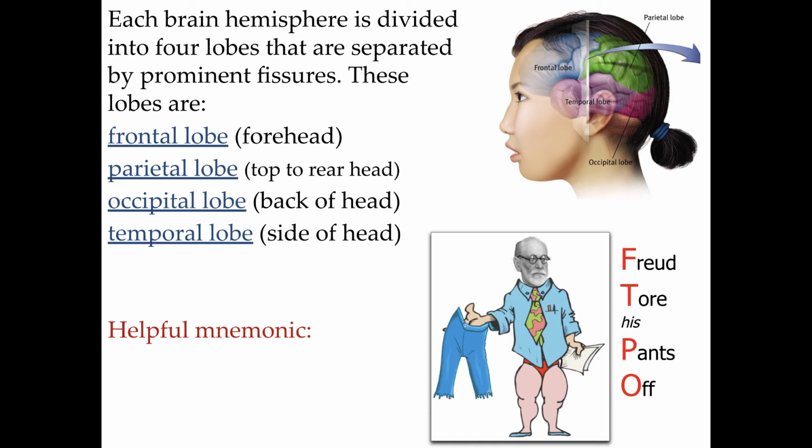Frontal, parietal, occipital, and temporal. These are the four lobes. Here's the mnemonic. Freud tore his pants off. That's kind of goofy, but there you go.